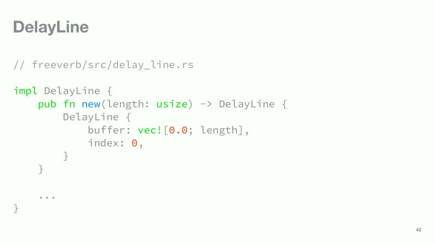We don't have constructors in Rust. Instead, there's an expectation that whenever you have a delay line value, it has been fully initialized. And however you achieve that is up to you, but the convention is new. So we're initializing a buffer with a zeroed out, like a string of zeros, and an index of zero.